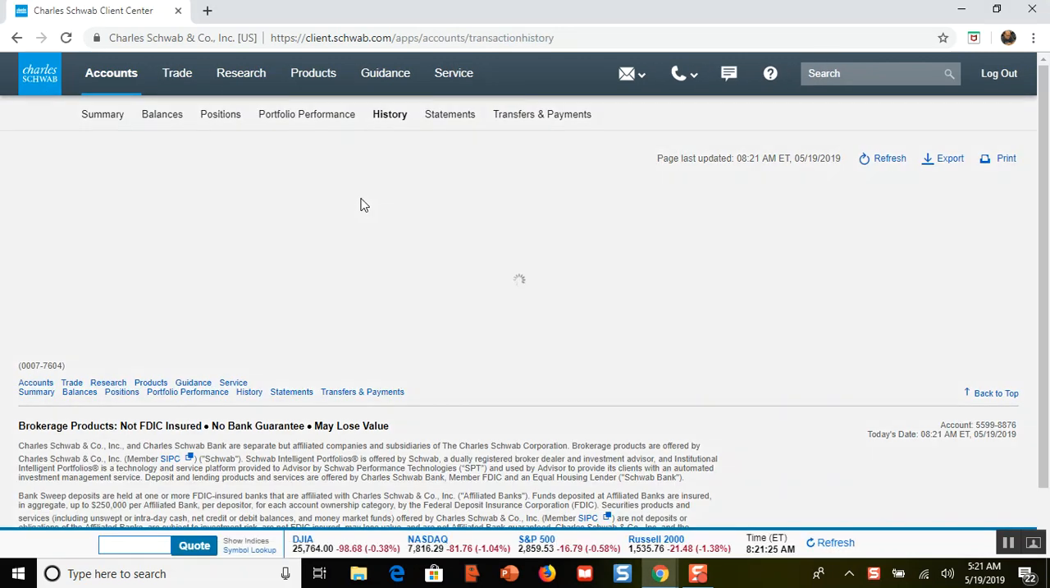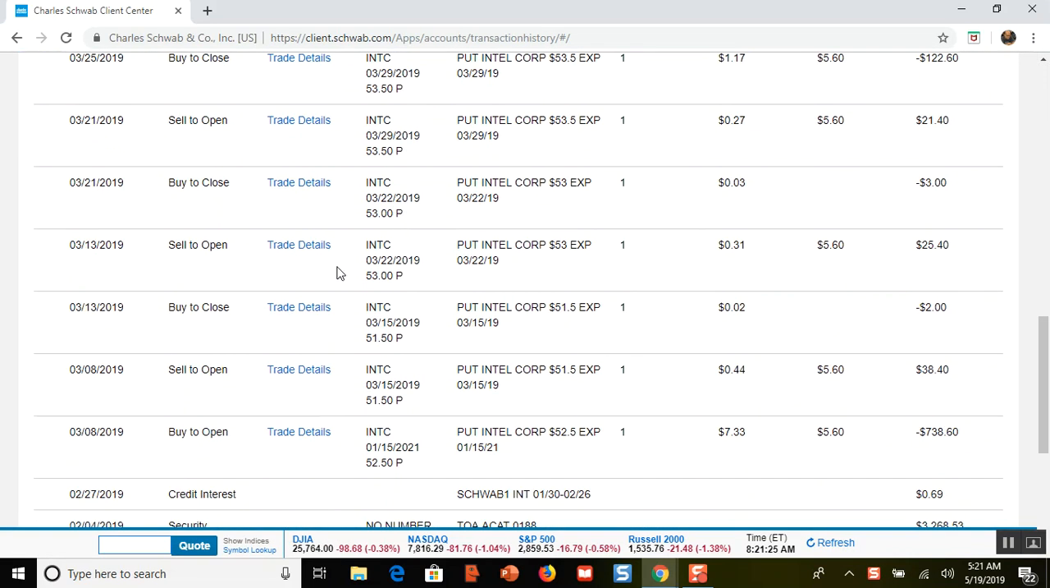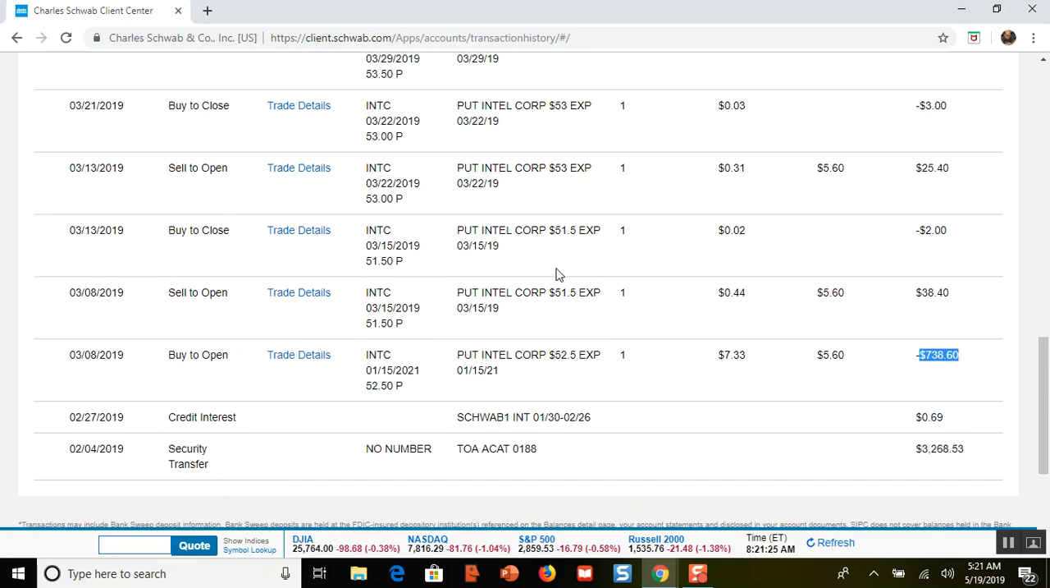Okay, so here's my transactions right here. So back on March the 8th, today is May the 19th. So back on March the 18th, I bought to open this $52.50 put. It expired in January of 2021, a LEAP. And I spent, over here you can see I spent $738.60.